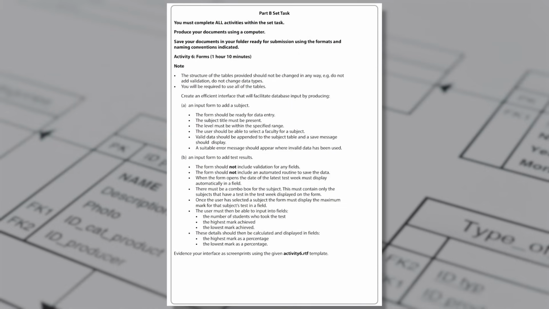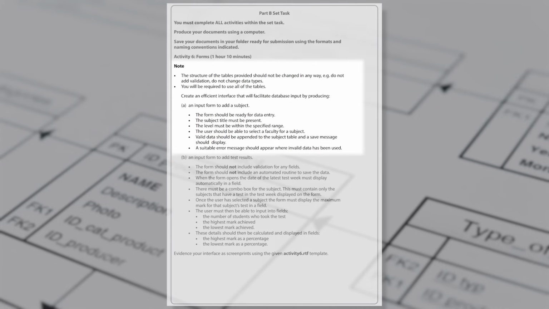The first form will always be the simpler of the two forms that you've got to create. In this instance, we're being asked to create an input form to add a subject. We do have a number of criteria that we've got to go to, and these will be that the form should be in a ready for data entry state. So we're not displaying any data that's already there. We're just allowing a user to input some new data.